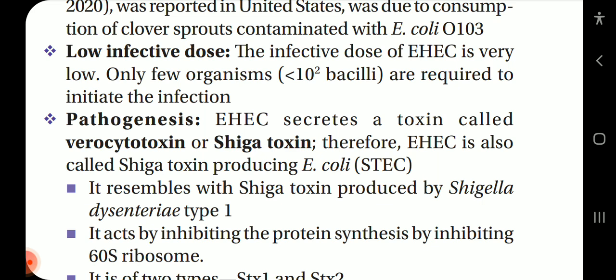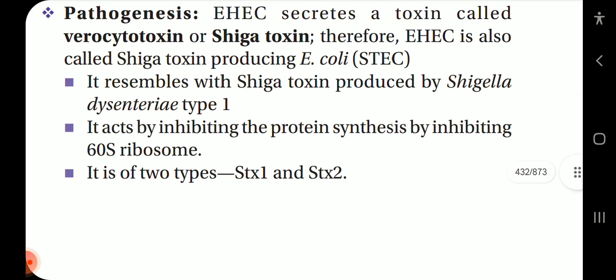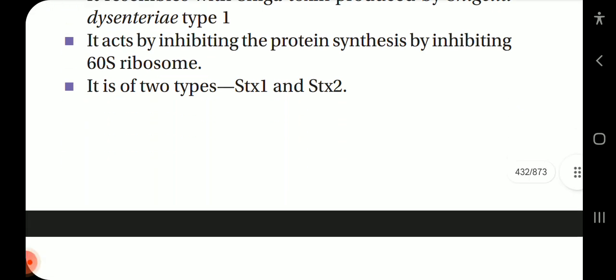Pathogenesis: EHEC secretes a toxin called verocytotoxin or Shiga toxin. Therefore, EHEC is also called Shiga toxin producing E. coli, STEC. It resembles the Shiga toxin produced by Shigella dysenteriae type 1. It acts by inhibiting protein synthesis by inhibiting the 60S ribosome. It is of two types, STX1 and STX2.